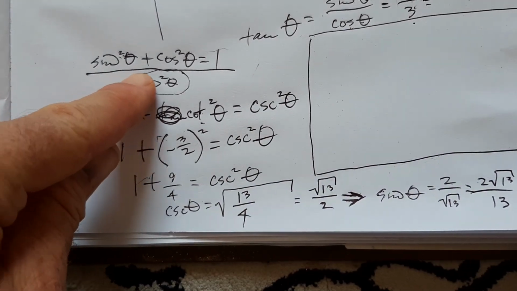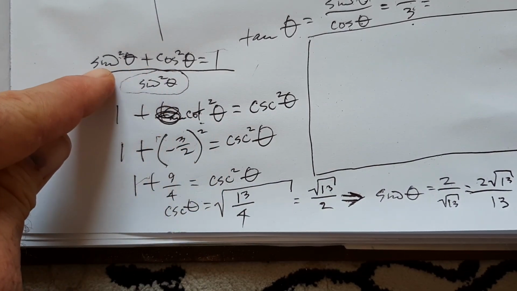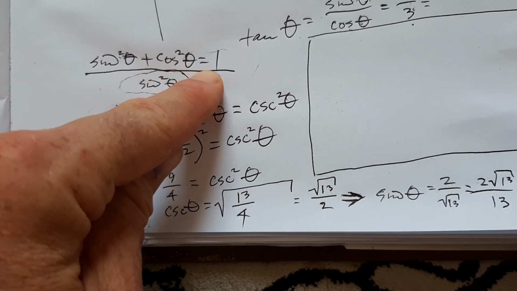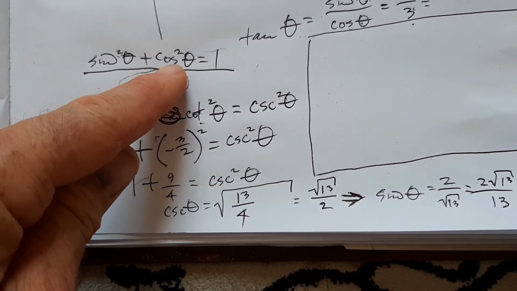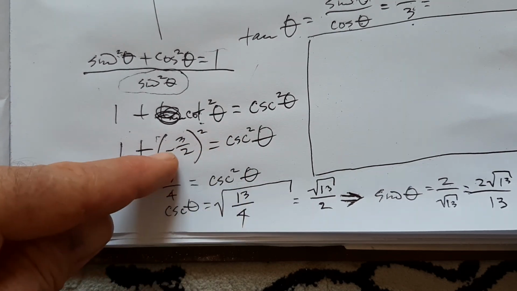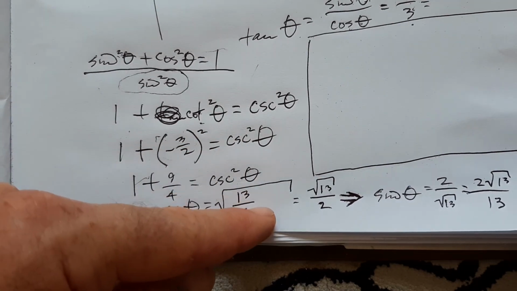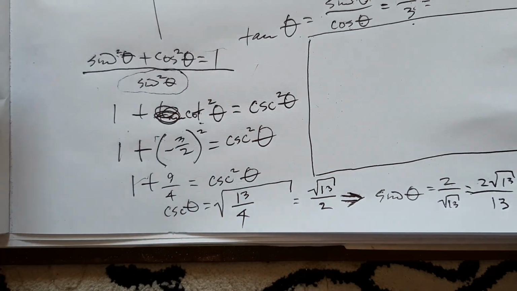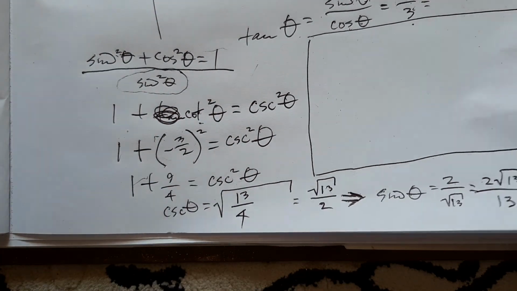Start with this identity, this one that we can totally remember. Sine squared theta plus cosine squared theta equals 1. Divide by cosine squared theta. Get your identity, substitute what you can substitute, work it out. If you can do this, you're going to do great on the SAT.